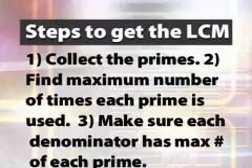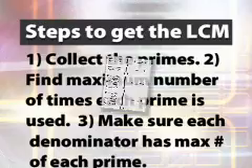First, collect all the primes. In this case, that is 2 and 3. Then find the maximum number of times each prime is used for each fraction. Notice 2 is used twice for the first fraction and once for the second fraction. So 2 is used a maximum number of 2 times. You also see that 3 is used a maximum number of 2 times.